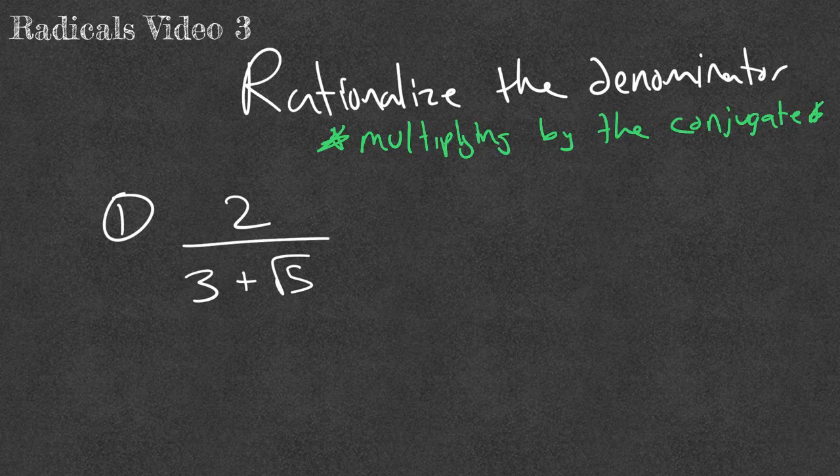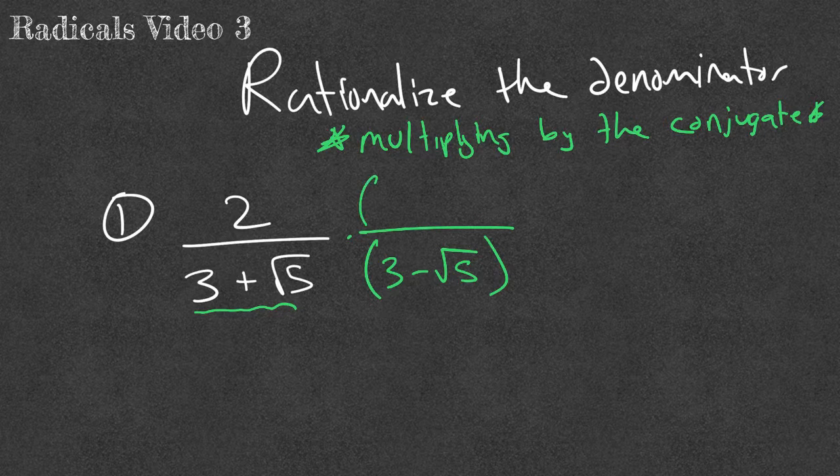Multiplying by the conjugate. So, the way this works is I take the denominator here, 3 plus root 5, and I'm going to multiply by the conjugate of that, 3 minus root 5. The 3 and the root 5 stay the same, I just change the sign to the opposite, so now it's minus. And I have to do that to the top too.